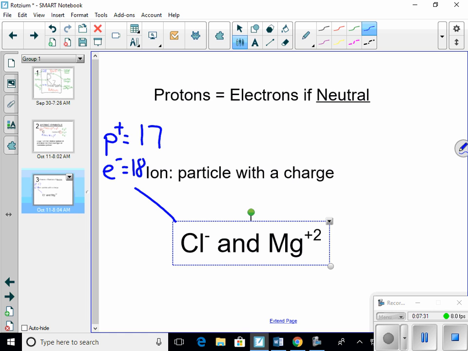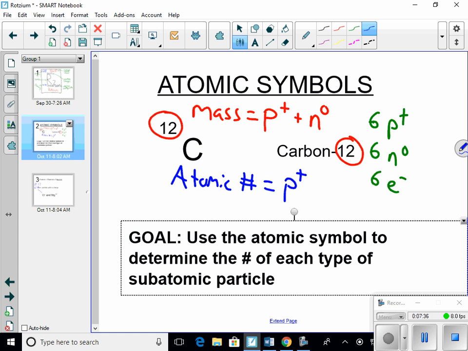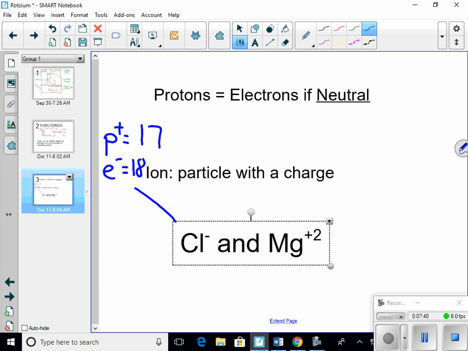So some students like equations to help figure this out. If you recall in the previous page, I gave you an equation, the mass equals the protons plus the neutrons. If it helps you out to figure this type of thing out, the charge of an atom is going to be the protons minus the electrons. 17 protons minus 18 electrons gives us a minus 1 charge.